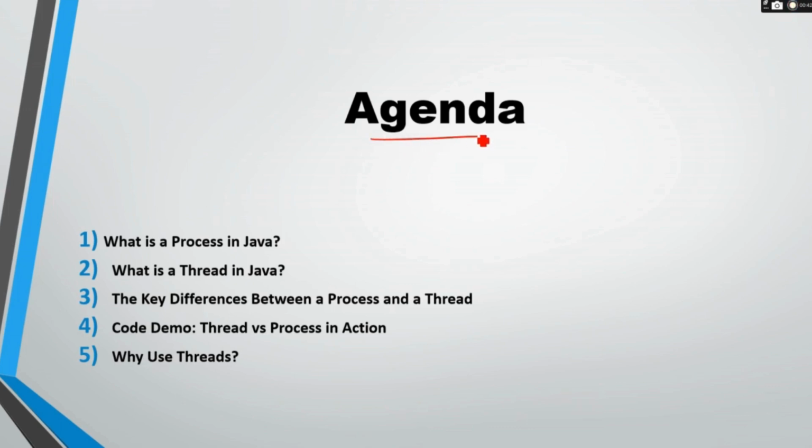So let us check today's agenda. First of all, we will see what is a process, then we will see what is a thread, then we will see what are the key differences between processes and threads. Then we will see one good coding example so that it will be clear for you what the differences between threads and processes are. Also, we will see why we use threads, and there is one more bonus topic for you.